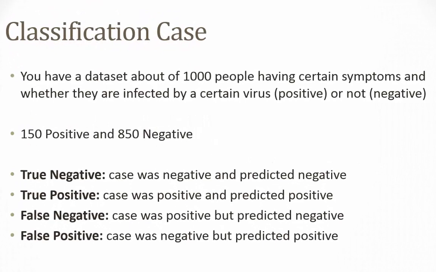Now, to get a better understanding of the validation process, let's consider a classification case. In this case, you have a dataset of 1,000 people that are showing certain symptoms of an illness. You know whether they've been infected by a certain virus or they have not. So you know whether these symptoms are a result of that certain virus or not.